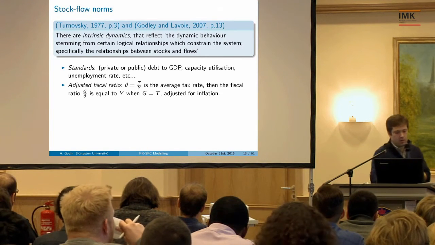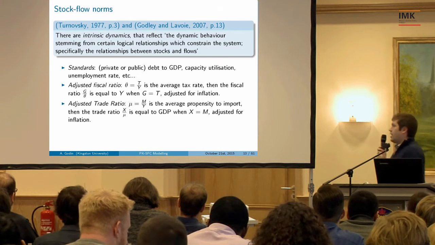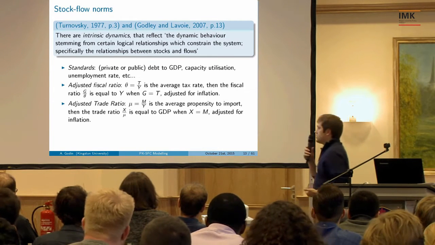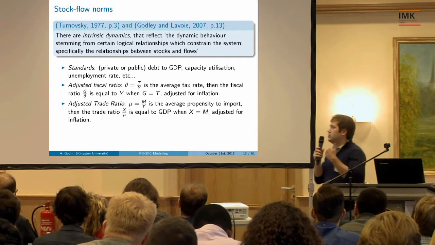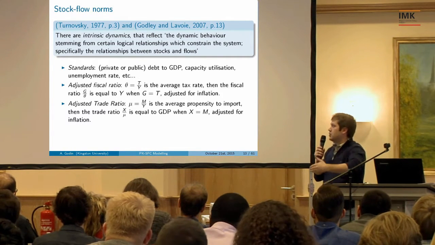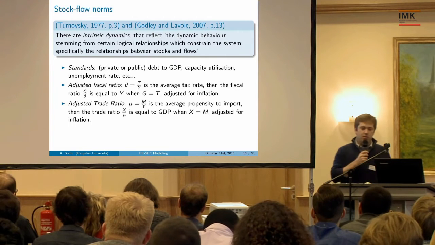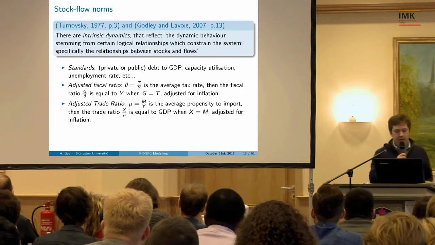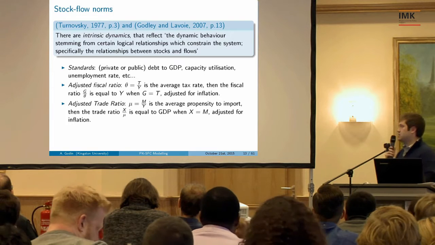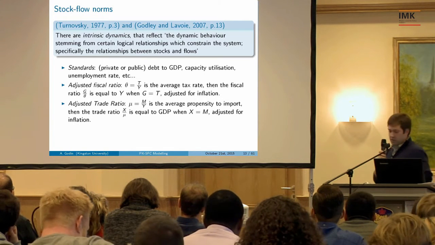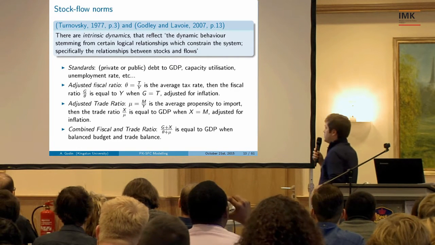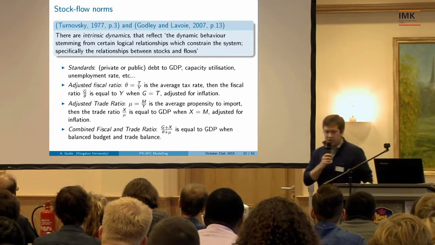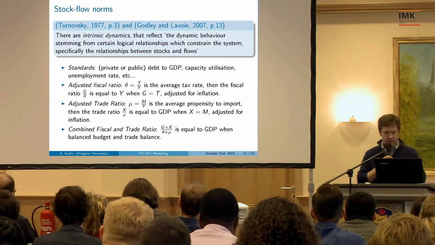You can look at the adjusted trade ratio, where if you define mu as the average propensity to import, and you look at exports over this mu, again, it's equal to GDP when there is no trade imbalance. And you can look at the dynamics of this adjusted trade ratio with GDP. And then you can combine the two and have this combined fiscal and trade ratio, again, which is equal to GDP when there is balanced budget and trade balance.